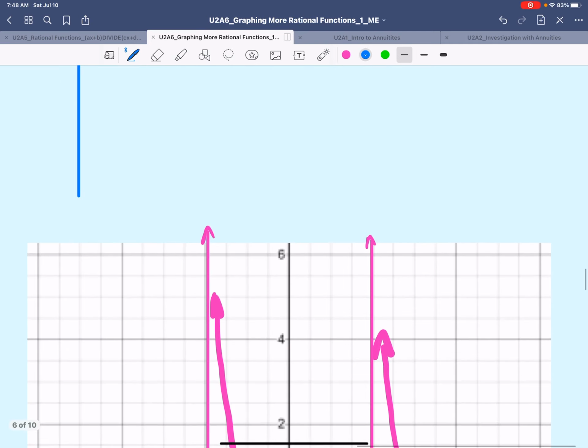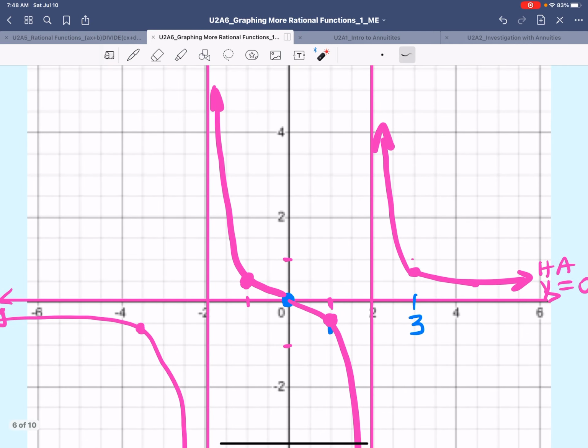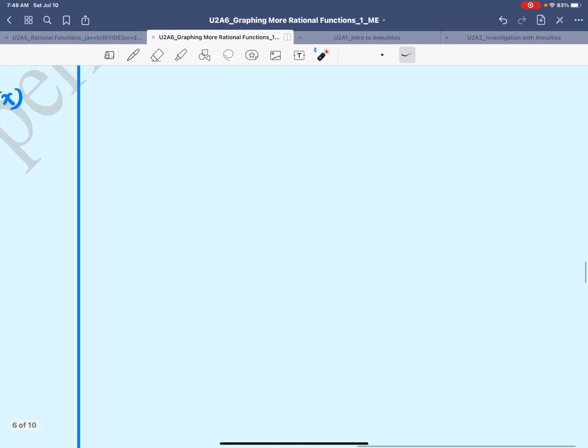So as you can see here from the graph, when x approached negative infinity, the y values approached 0 but they were always below 0.